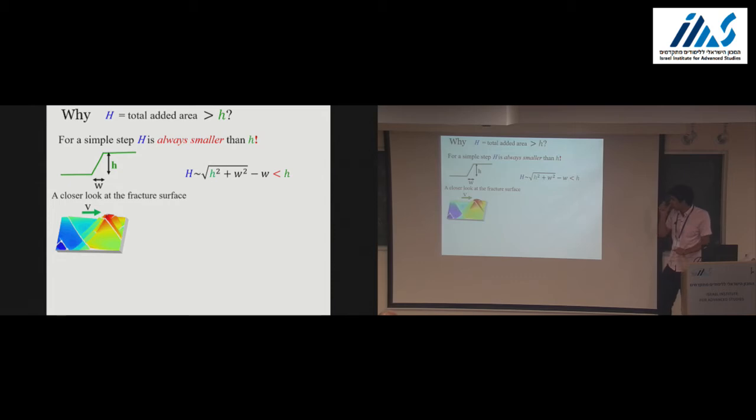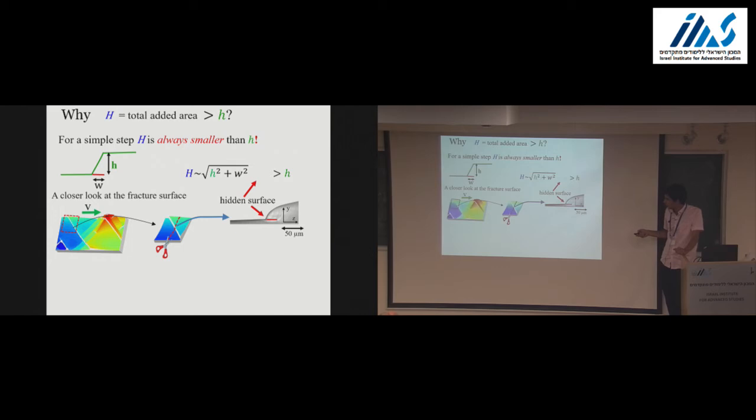And the way out of this puzzle is to take a closer look at the fracture surface, take a cross section across one of these steps, and then what you see is that beneath the step, one of the sides of the fracture surface extends beneath the step, and this means that your added area is actually increased by 100%.